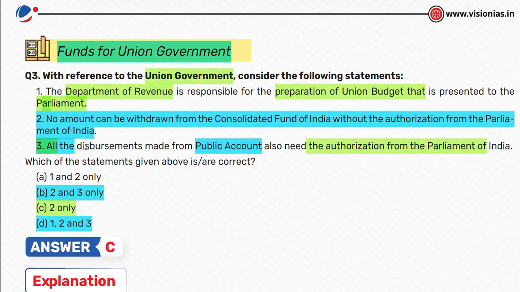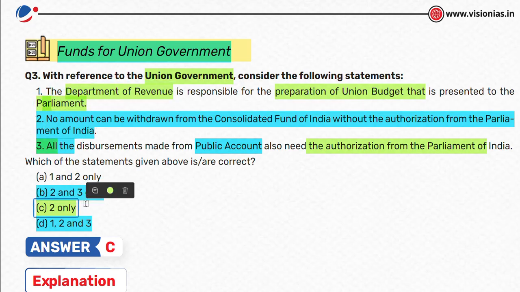So using logic we will eliminate this one. Three can't be the answer. So two is common, so we know two will be correct. But here it says the Department of Revenue, I think this should be incorrect. So we'll consider only two as the correct answer. So C will be the correct answer.